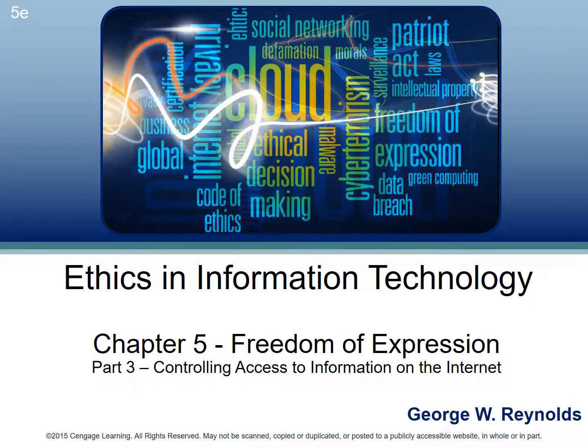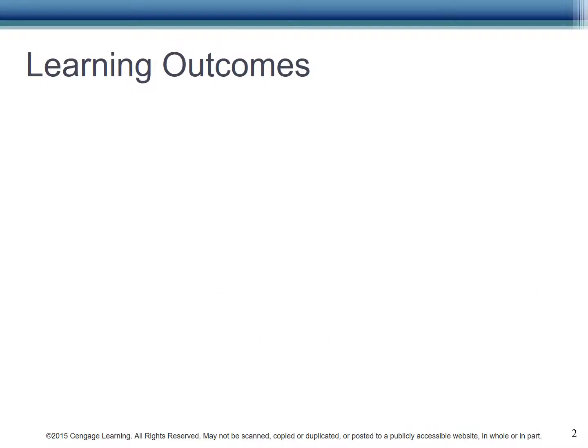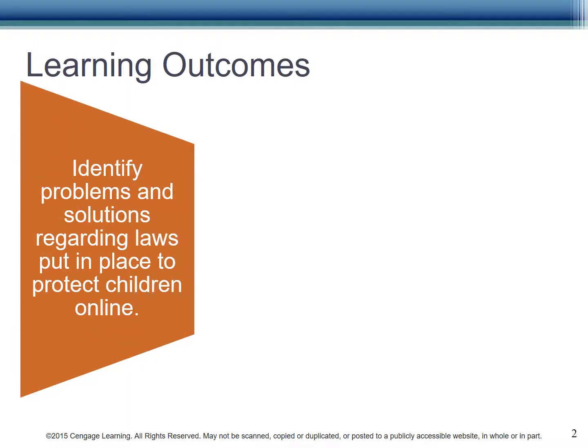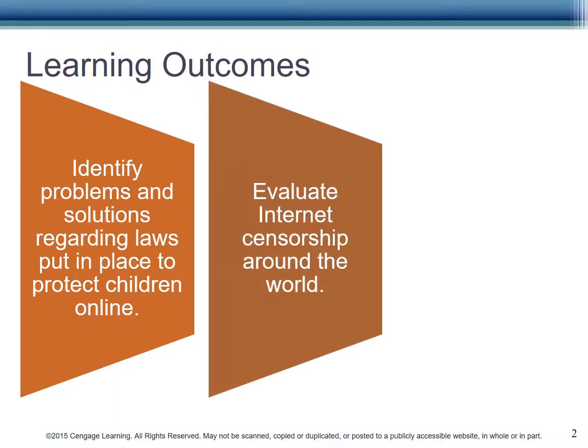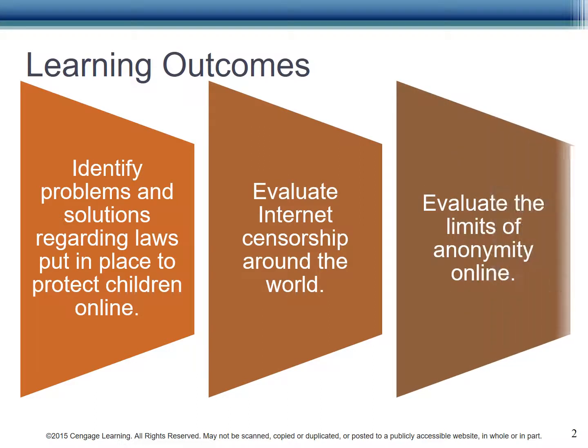Chapter 5, Freedom of Expression, Part 3 of 4, Controlling Access to Information on the Internet. The learning outcomes include identify problems and solutions regarding laws put in place to protect children online, evaluate Internet censorship around the world, and evaluate the limits of anonymity online.